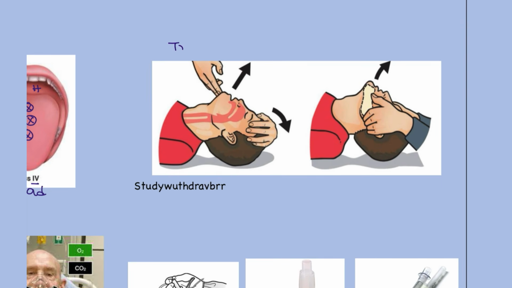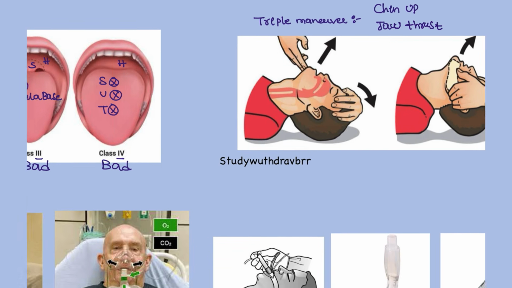Next, another airway. If you see the patient is having a breathing problem, what can be done? This is known as the triple maneuver. What will we do in the triple maneuver? First, there will be head tilt, chin lift, and jaw thrust. That should be done. This is known as the triple maneuver that we do in patients.